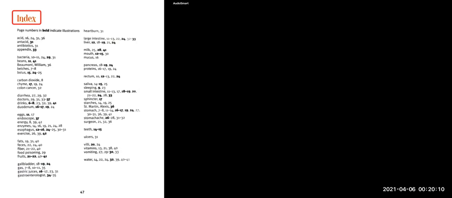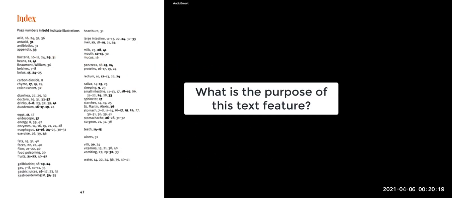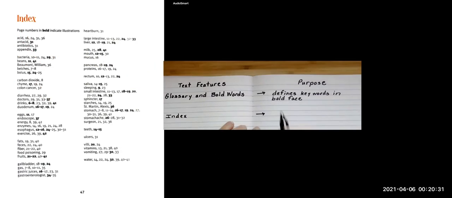Pause here to review the index to see where the page numbers in the index go to, and also to jot down your thinking about the purpose of the index. Just hit play when you're ready to continue. The index lists page numbers where keywords are found.